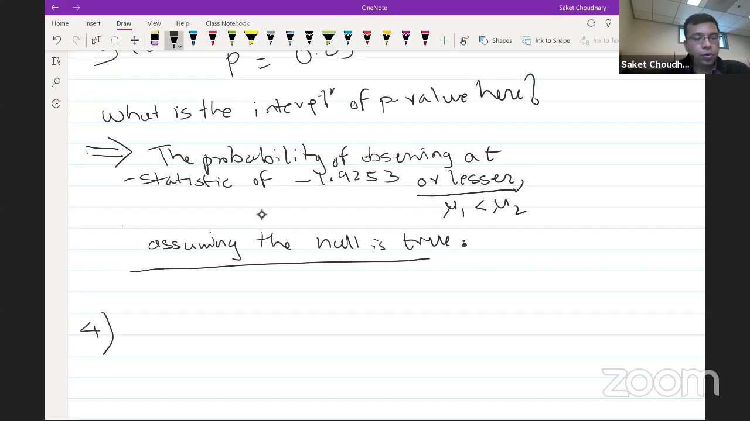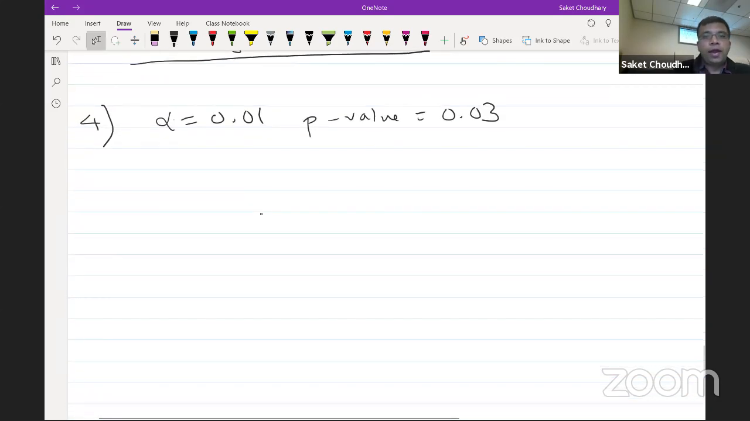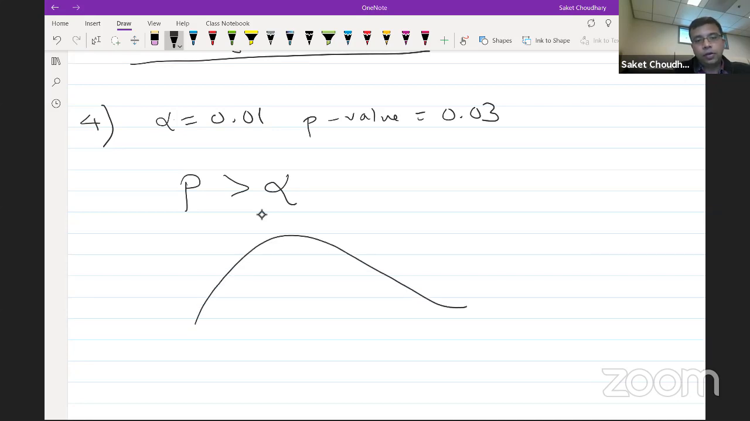We'll go on to problem 4, which is a continuation of this problem. In this case, your alpha is 0.01. You know that your p-value is 0.03. Now, why do we reject, right? So the first thing that you see is p is greater than alpha. Now, what this essentially means physically is you're given this particular distribution.